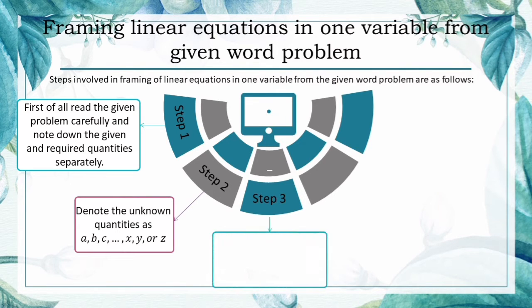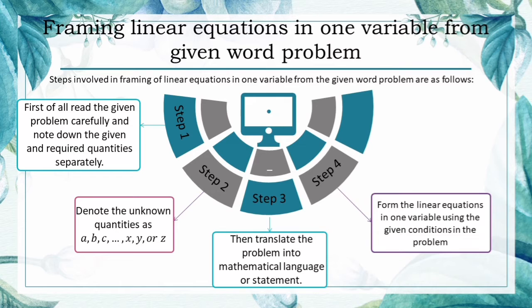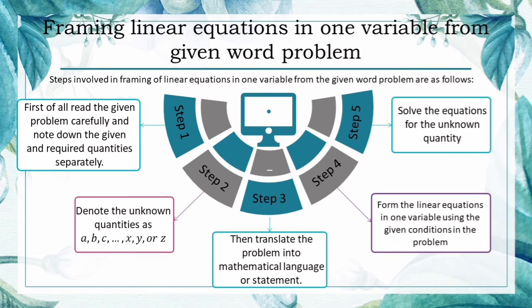Step 3. Then translate the problem into mathematical language or statement. Step 4. Form the linear equation in one variable using the given condition in the problem. And the last, step 5. Solve the equation for the unknown quantities.